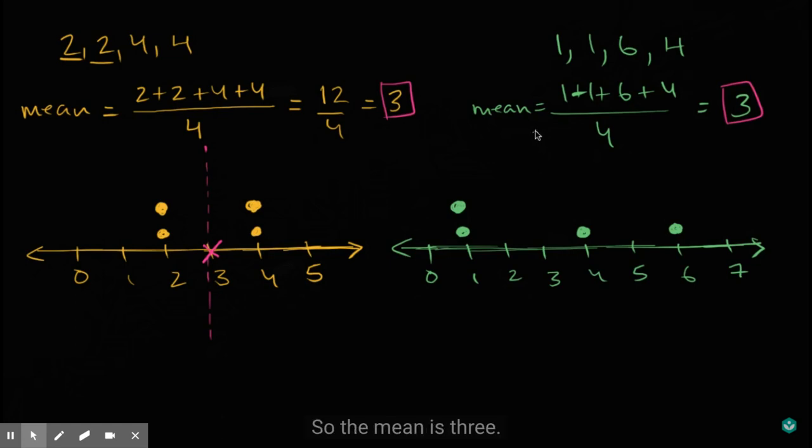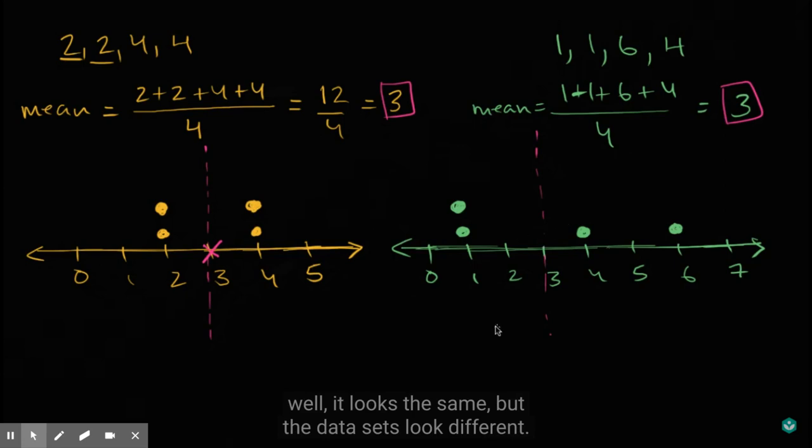So the mean is 3. So when we measure it by the mean, the central point or measure of that central point, well, it looks the same, but the data sets look different. And how do they look different? Well, we've talked about notions of variability or variation, and it looks like this data set is more spread out.